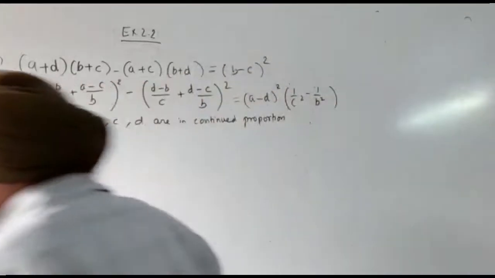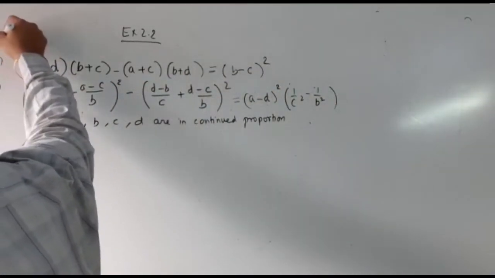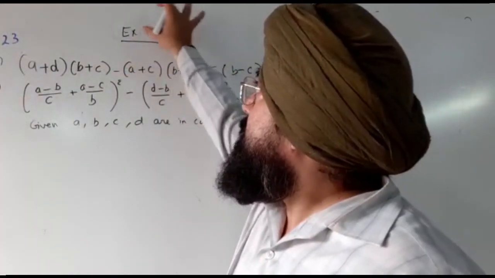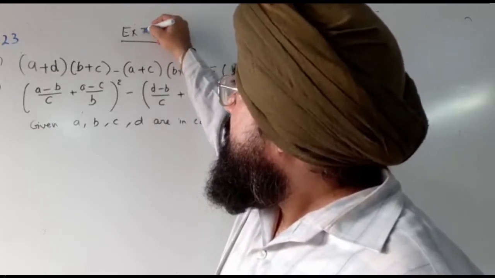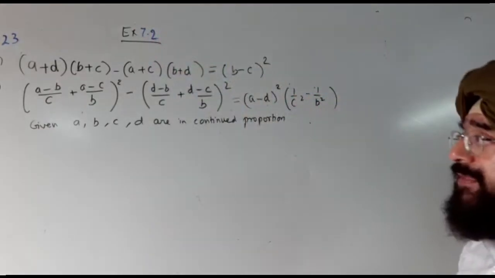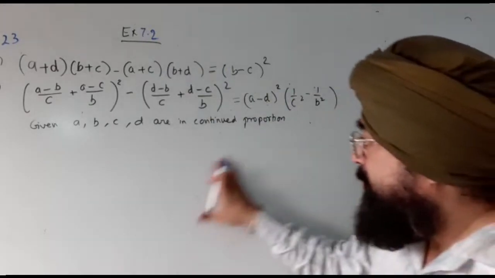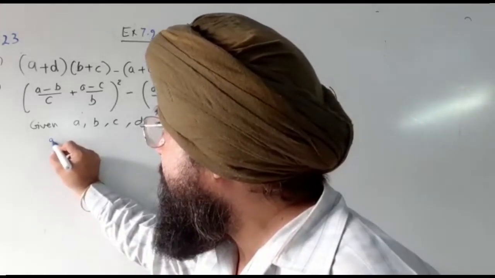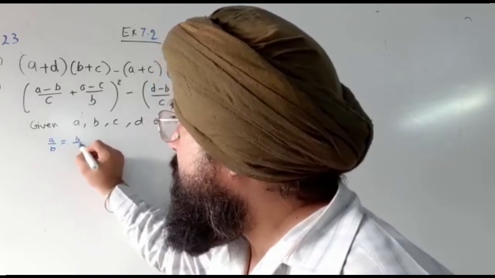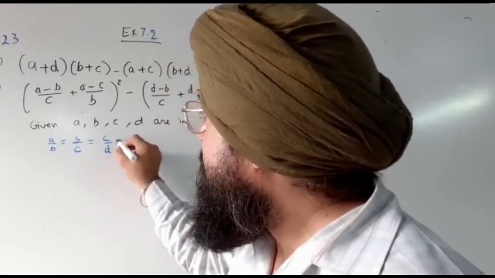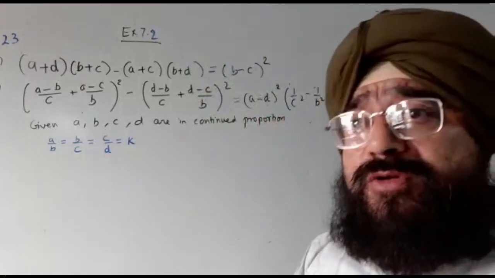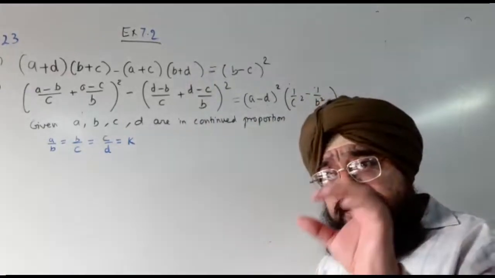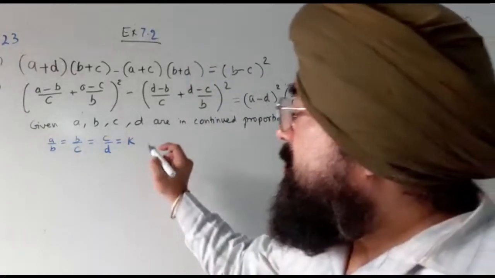Question number 23 from your recent edition book, question number 23, third and fifth part from exercise 7.2 of ML Aggarwal class 10. It's given that A, B, C, D are in continued proportion. Now because A, B, C, D are in continued proportion, that means very clearly that A over B is equal to B over C is equal to C over D, and let us say this is equal to K.